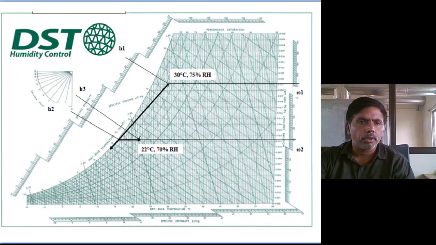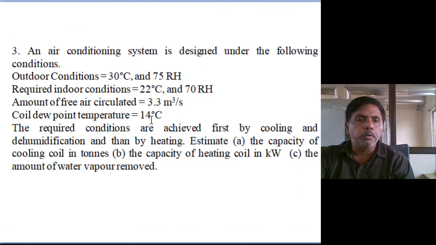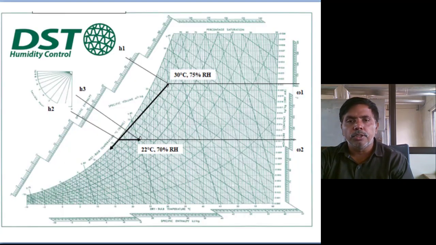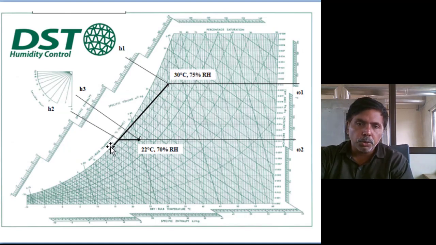Yes. He moved up to 14 degrees. There is a movement. So you mark the line from 30 degrees, 75% relative humidity to the 14 degrees relative temperature. Somewhere here, this is 15 degrees, so this is 14 degrees. You mark, but don't extract any property.